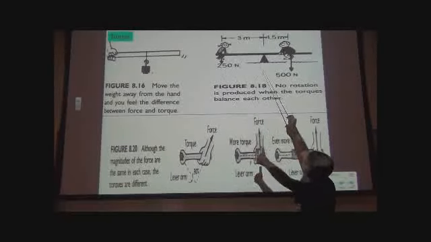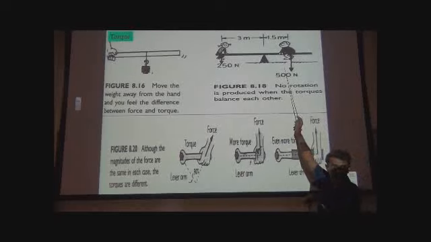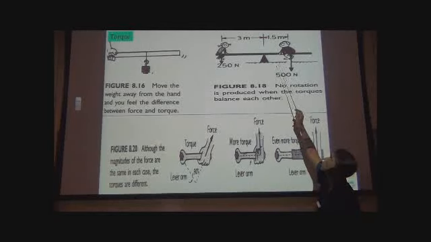And that torque is trying to rotate the seesaw in this direction, in a counterclockwise direction. His torque is trying to rotate it in a clockwise direction, in the opposite direction. And let's look at the numbers. 500 multiplied by 1.5 is what?